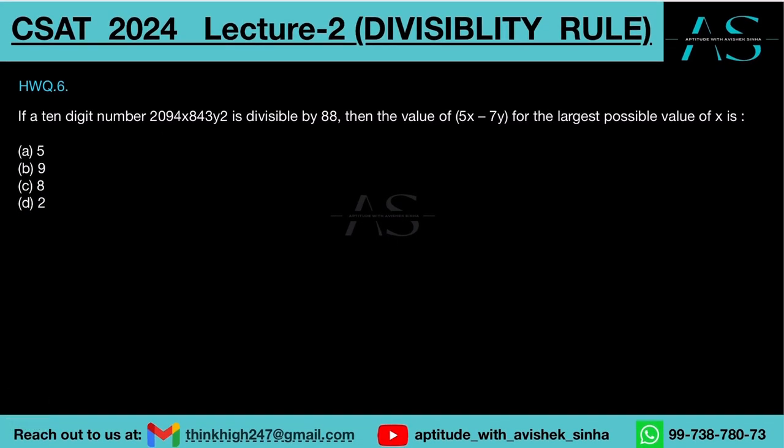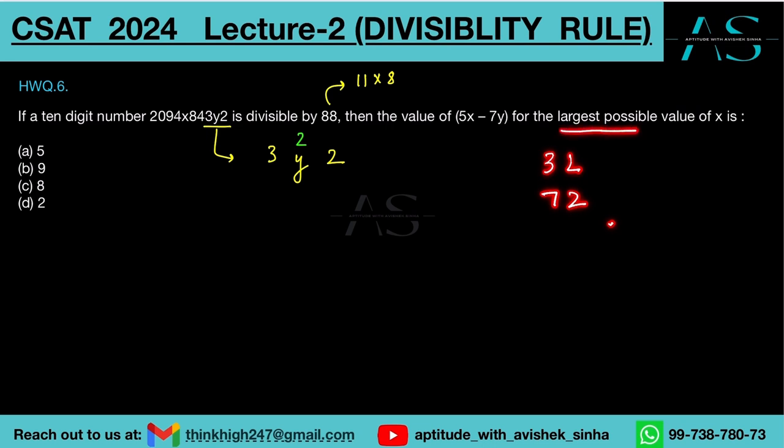Next, if a 10-digit number 2094x843y2 is divisible by 88, again this means it must be divisible by 11 and 8. For 8, we know, take out the last 3 digits. So we have 3y2. Just think of it. A multiple of 8 which starts with 3, that is 32. Now ending with 2, you can think of so many possibilities. One of them would be 32. The other one is 72.